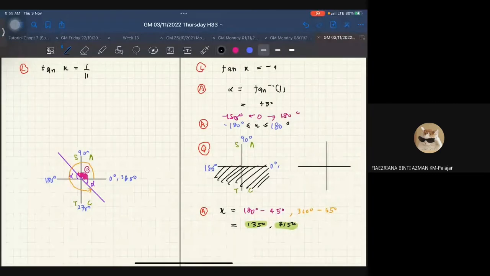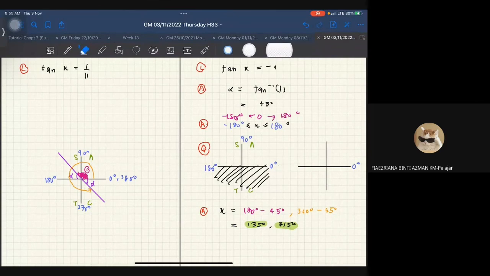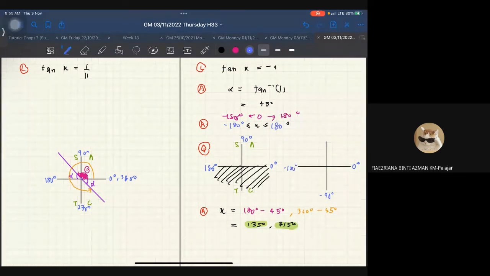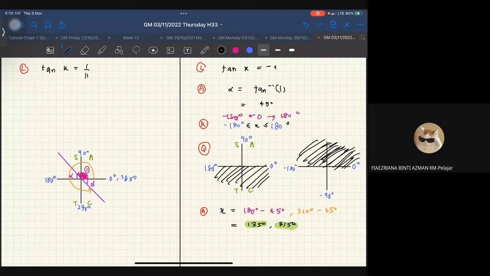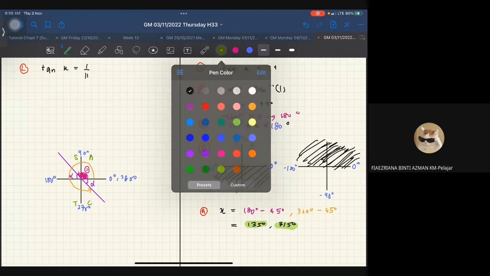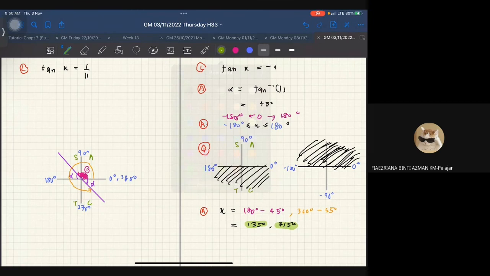Okay, and then for negative rotation, dia still akan start dekat sama tempat. Kosong dekat tempat yang sama. Cuma dia pergi arah yang berbeza sahaja. So dia pergi clockwise rotation. So this one is negative 90 degree. And then this one is negative 180 degree. Dia sampai situ sahaja. Okay, so this part is from negative 180 to 0. So the rest yang dekat atas tu saya tak nak, dia tak termasuk dalam range, so saya padam. Okay, so kita hanya tinggal quadrant 1, 2 for positive rotation and quadrant 3, 4 for negative rotation.